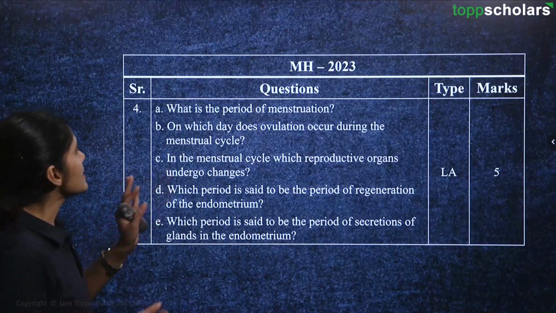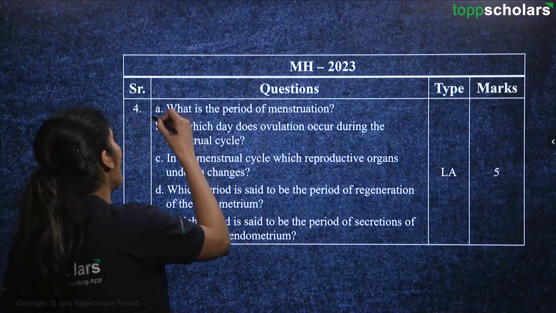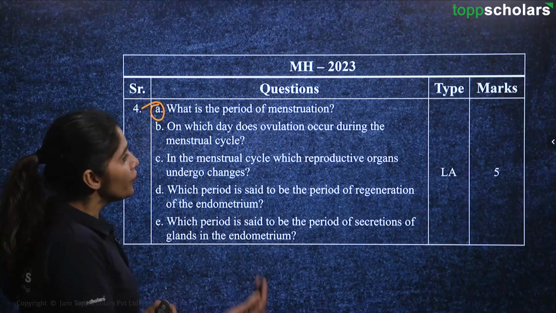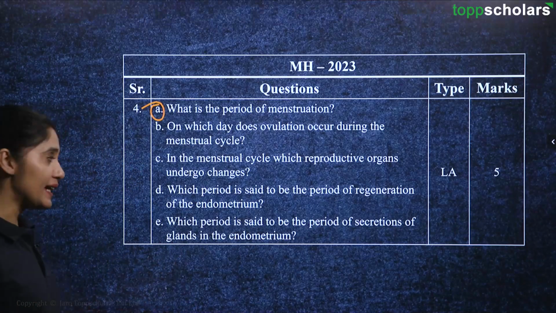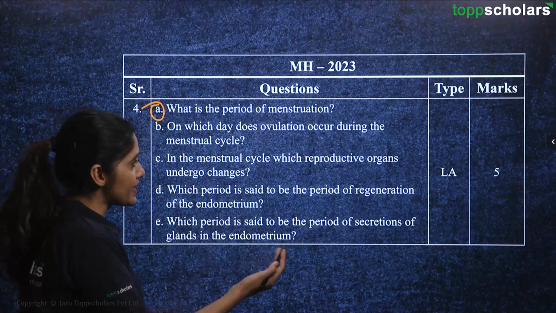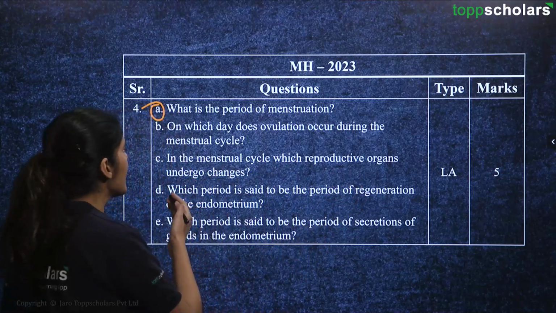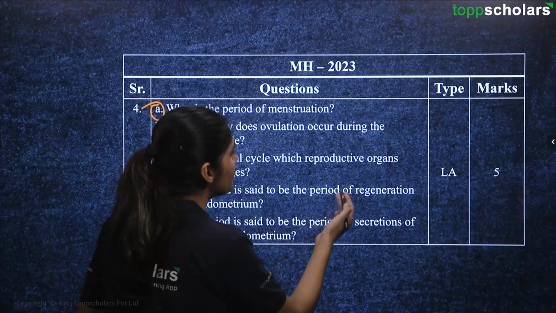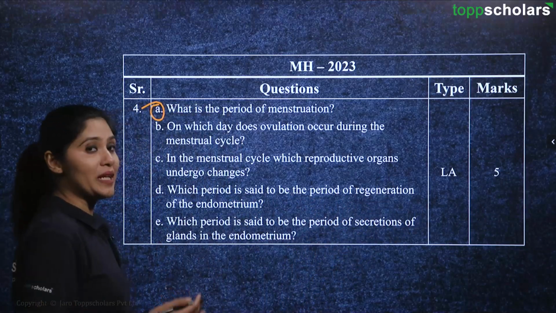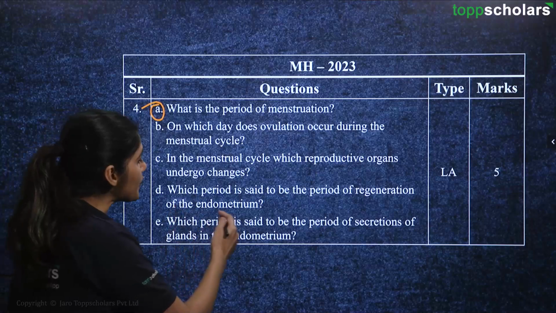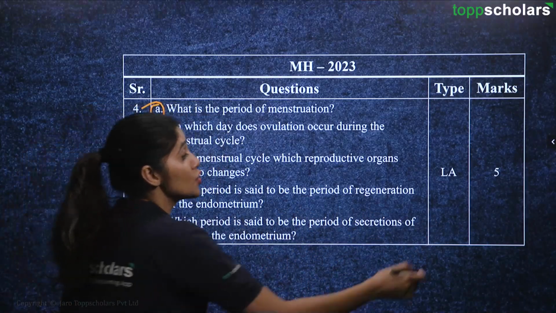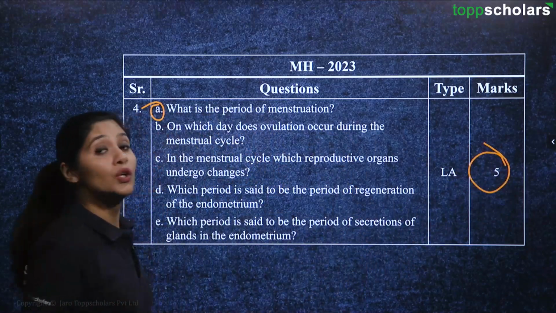So let's see the questions first. What is the period of menstruation? This is our first sub question, right? Then B, on which day does ovulation occur during the menstrual cycle? Then C, in the menstrual cycle, which reproductive organs undergo changes? And D, which period is said to be the period of regeneration of the endometrium? And E, which period is said to be the period of secretion of glands in the endometrium? So all these questions will give you 5 marks.